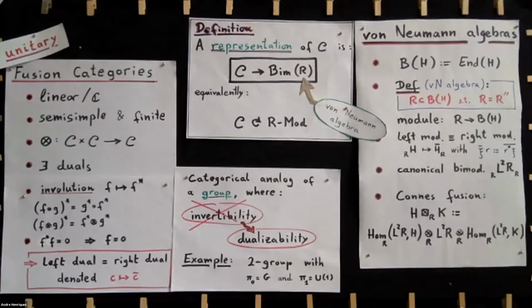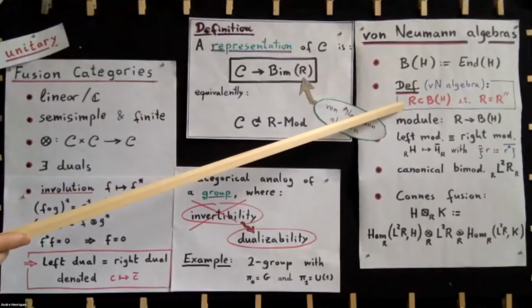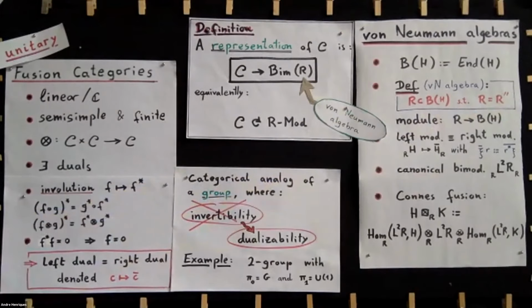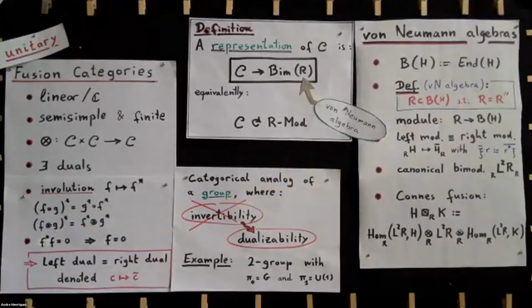It's a very central object. And by definition, a von Neumann algebra is a sub-star algebra of B of H, which is equal to the commutant of its commutant. Here, this prime notation means take the commutant. So if R is a star algebra sitting inside B of H, and R prime is, by definition, the set of everything that commutes with R. So you take the things that commute with the things that commute with R. If that's the same thing as R, then you have a von Neumann algebra.